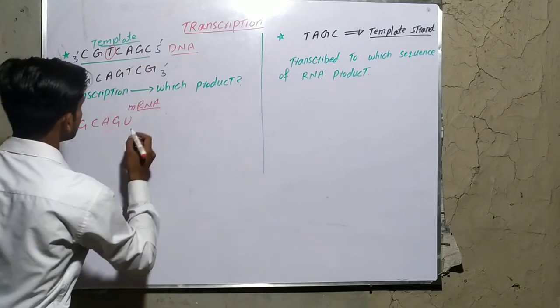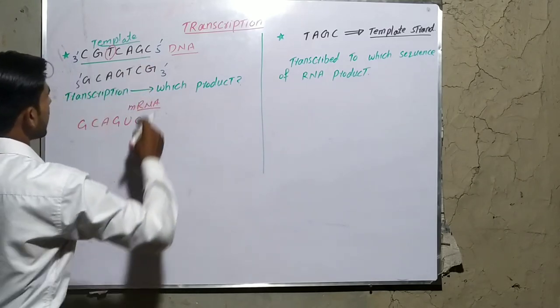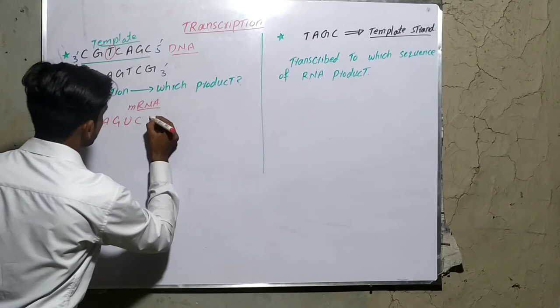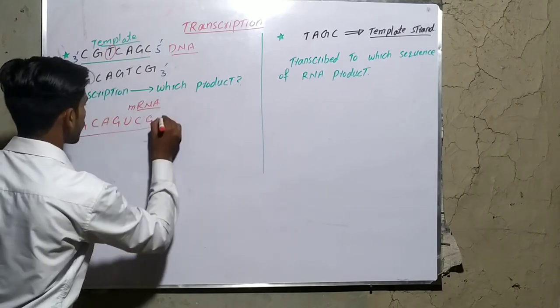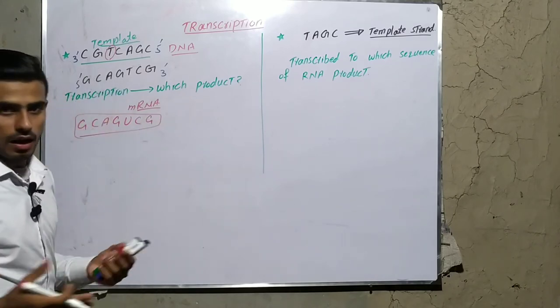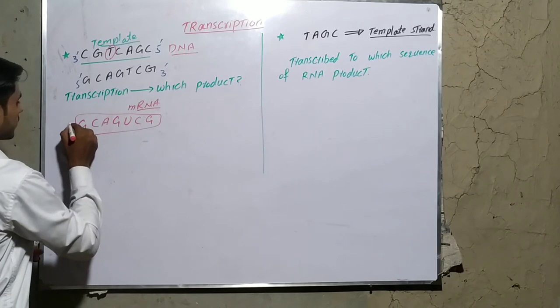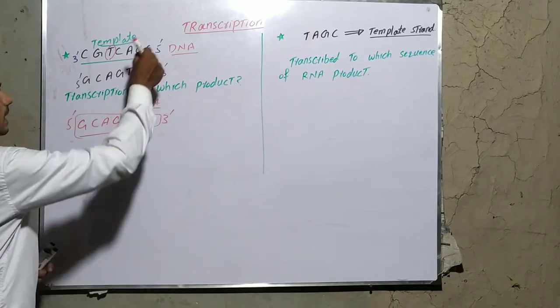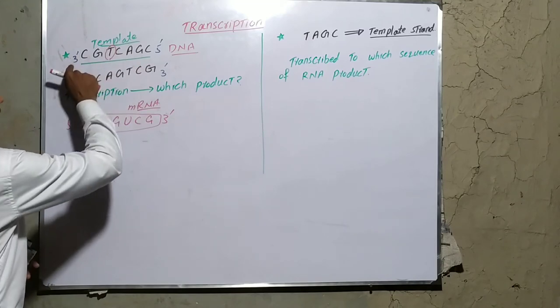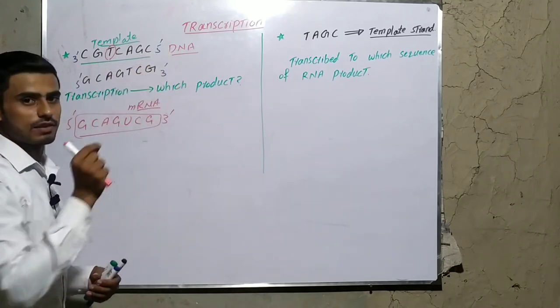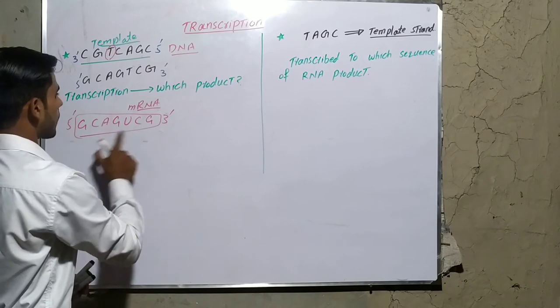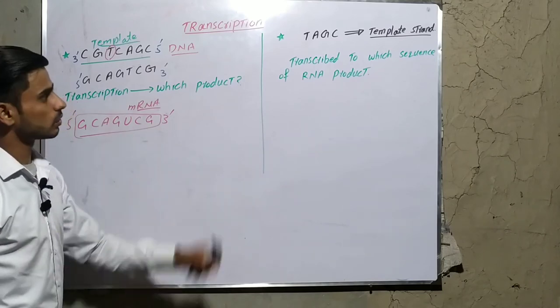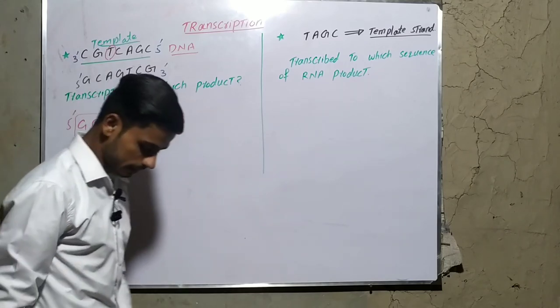Here is the G, so here will come the C, and here is the C, so here will come the G. So this will be the sequence of the RNA product. But what will be the direction? 5 prime to 3 prime, because RNA polymerase will read the template strand from 3 prime to 5 prime end, and will synthesize the RNA product from 5 prime to 3 prime end. Okay, so now we will move towards that example.